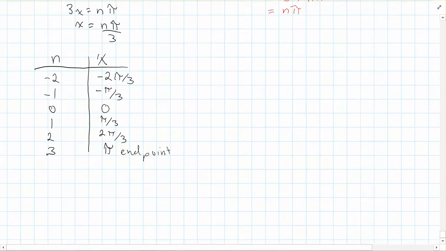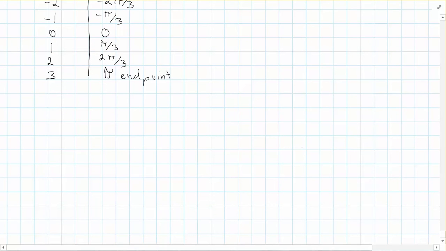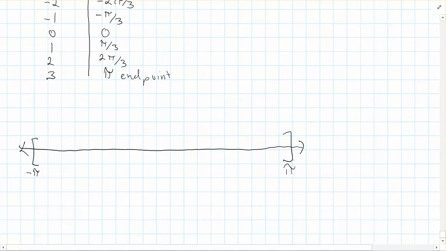Now it's just a matter of writing all my critical numbers down in my intervals. So I'm going to draw a fairly large number line here, because I have a fairly large number of critical points. I'm going to put a square bracket here for negative pi, and a square bracket here for pi, because these are going to be my interval endpoints. And then we have 1, 2, 3, 4, 5 critical numbers: negative 2 pi over 3, negative pi over 3, 0, pi over 3, 2 pi over 3.